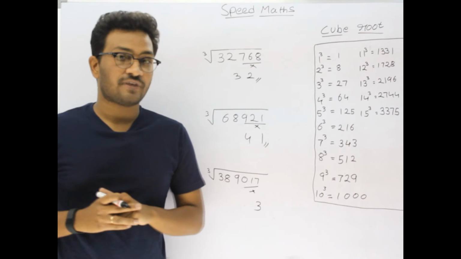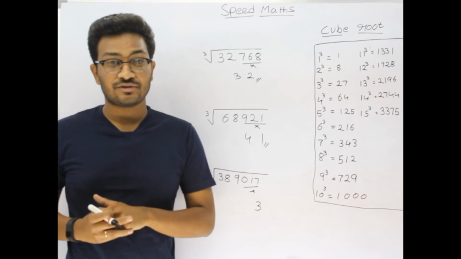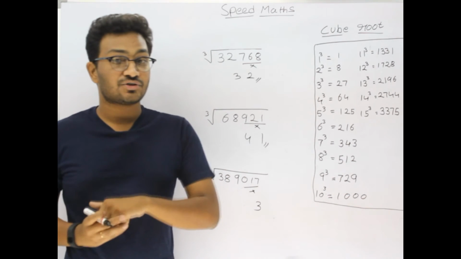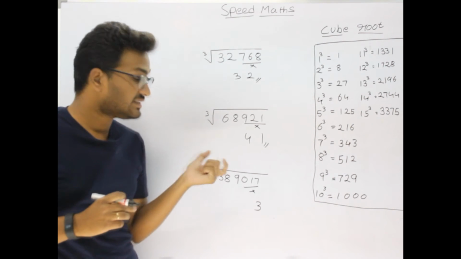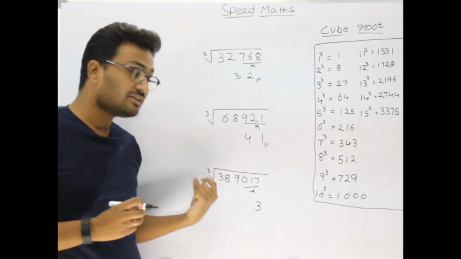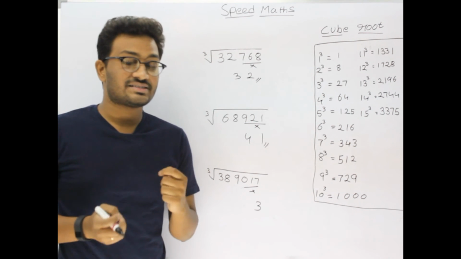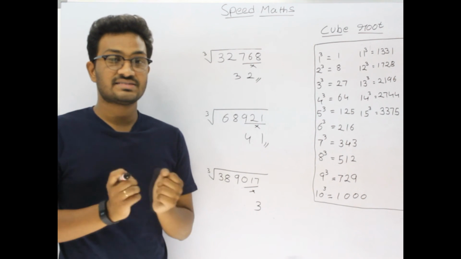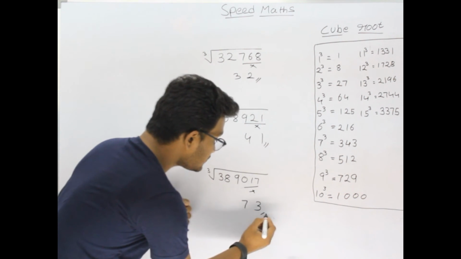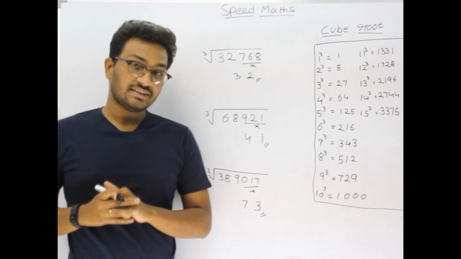Now tell me, what is 5 cube? It is 125. What is 6 cube? It is 216. What is 7 cube? It is 343. What is 8 cube? It is 512. But it has crossed 389. So we have to take a number which is less than 389, and that number is 343, and its cube root is 7. So the cube root of 389017 is 73.